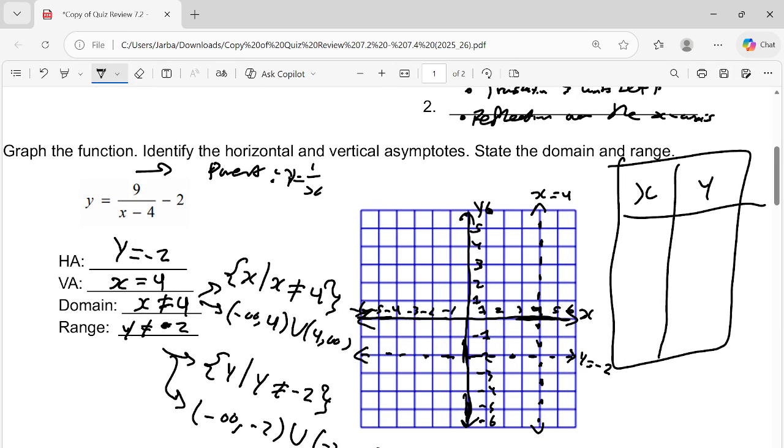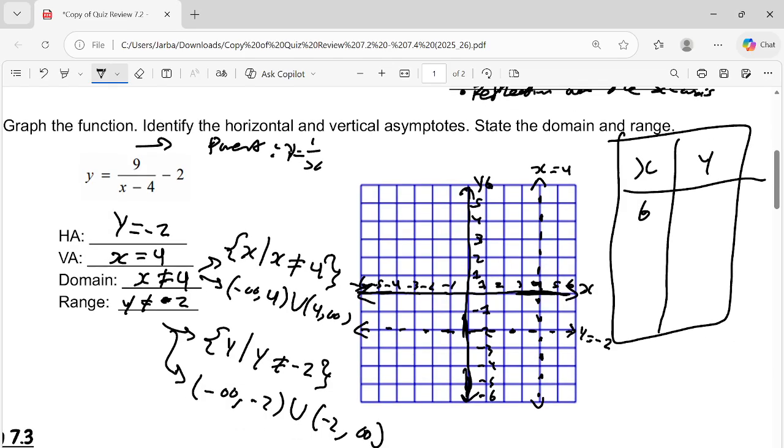So let's think. If we plug in, let's try 6. I think that might give us something nice. So that'd be 9 over 6 minus 4, so 9 over 2. So it'd be 4.5 minus 2, which would be 2.5. So that would be a point.